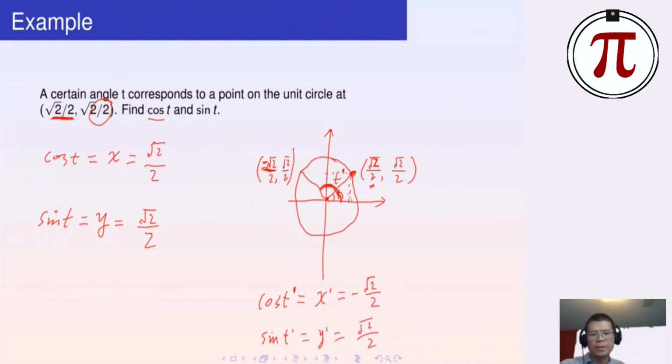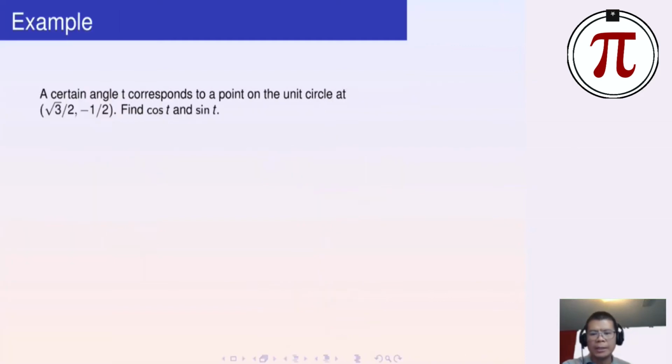No matter what, the theorem holds. Cosine of t is the x coordinate. Sine of t is the y coordinate. Just remember that. Now let's consider another example here.